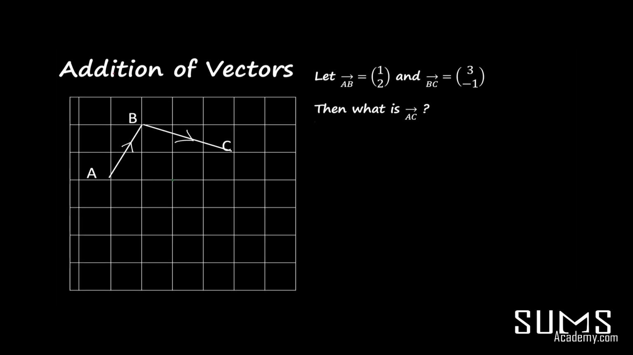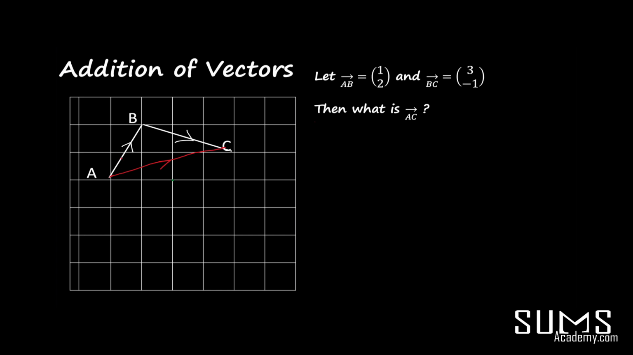So looking at this example, we're told to let AB equal (1, 2), and BC equal (3, -1). Then we're asked what is A to C. So what is this distance here? Or what are the components of this vector here even? It's not the distance, that's the magnitude. What are the components of this vector?